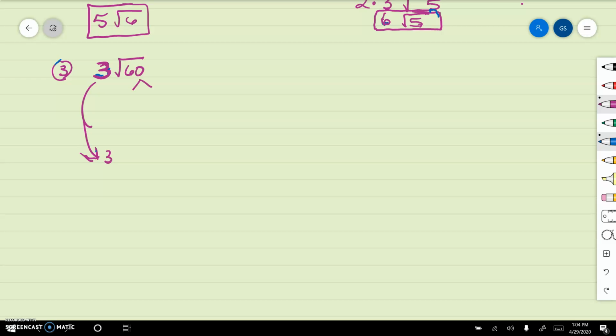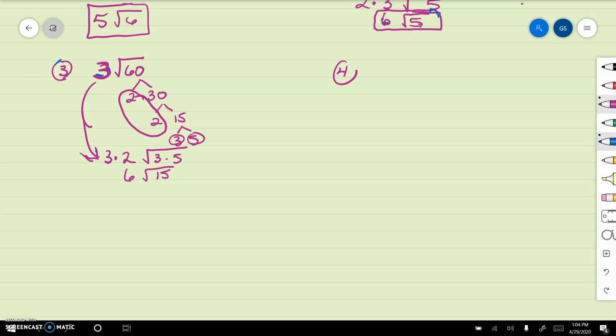Now we just break down the 60. So 2 times 30, 2 times 15, 3 times 5. We have a pair of 2s. The pair of 2s goes out. What's left over gets multiplied on the inside. So we have a single 3 and a single 5. That's 3 times 5. So 3 times 2 on the outside is 6. 3 times 5 on the inside is 15. So 3 radical 60 is equal to 6 radical 15.